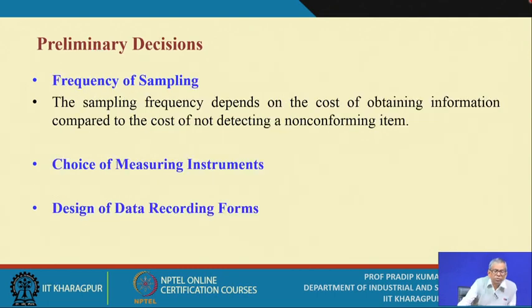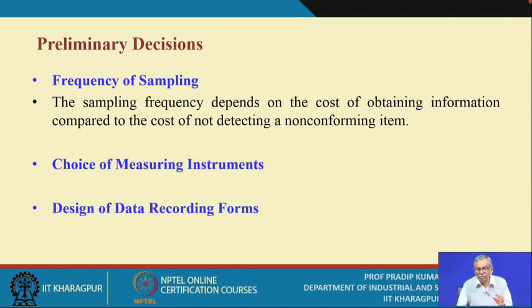Okay. What are the preliminary decisions? That means you have to take a decision on the frequency of the sampling. That means the number of samples for construction of the control chart. So, what could be the number of samples to be drawn from the process? The sampling frequency depends on the cost of obtaining information compared to the cost of non-detecting a non-conforming item. So, this point is to be noted, in fact.